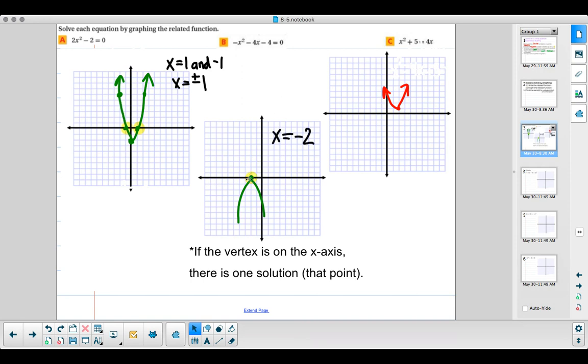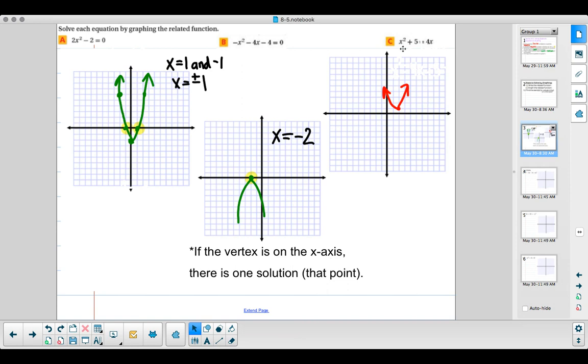That point is at x equals negative 2, so that means that the solution or the root of this quadratic, negative x squared minus 4x minus 4, is x equals negative 2. Again, if the vertex is on the x-axis, then that is the only root. It is the one solution to the parabola.